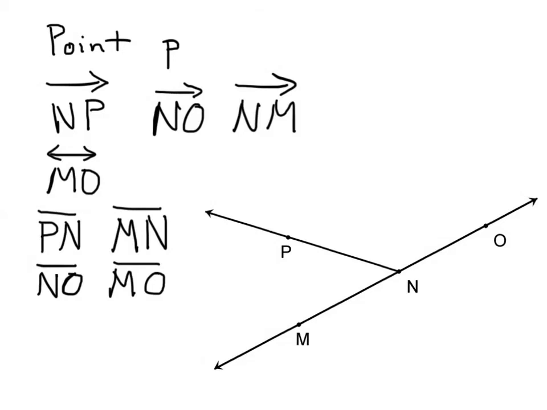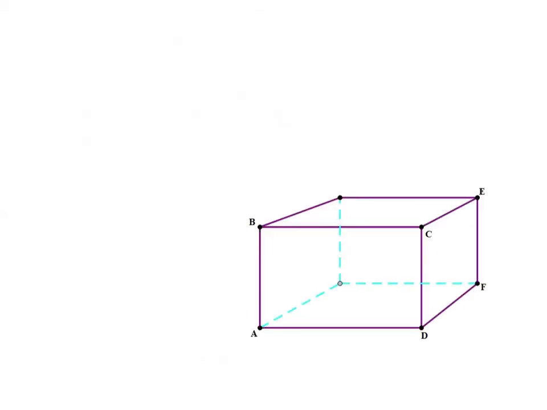So using this figure, you can see that there are lots of different points, lines, and rays that we can label. So the next thing we're going to do is look at a different figure, and we're going to talk about some different features on that as well.